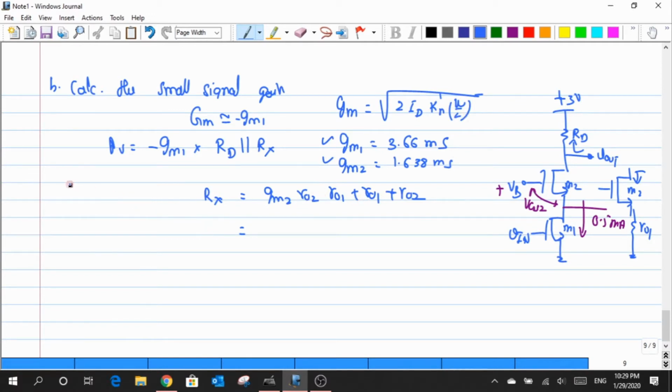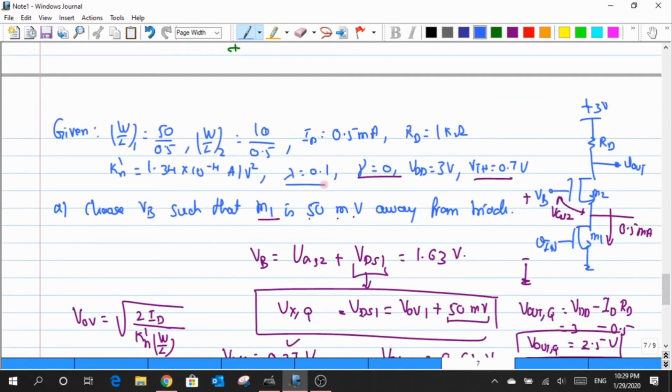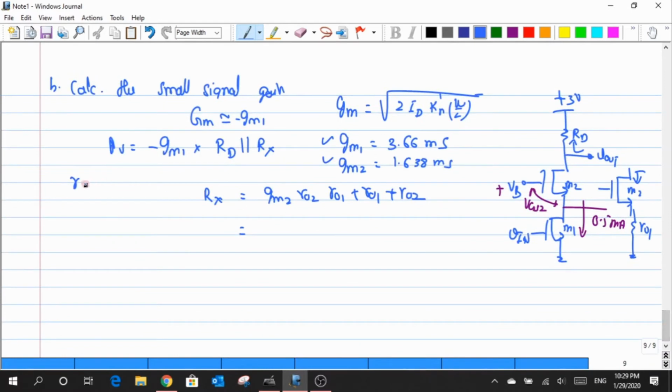So what is left over is just the computation of ROs. According to the question, RO can be computed by knowing the value of lambda, and for both devices lambda is given as 0.1. So I can make use of RO, which is defined as 1 by lambda times ID, and the same goes for RO1 and RO2. Whatever I compute for RO1 is the same value for RO2 as well. So I have both RO1 and RO2 equal to around 20k. That is the resistance that I have.